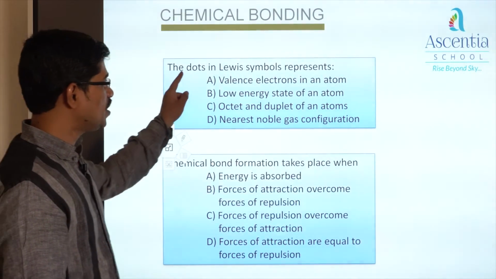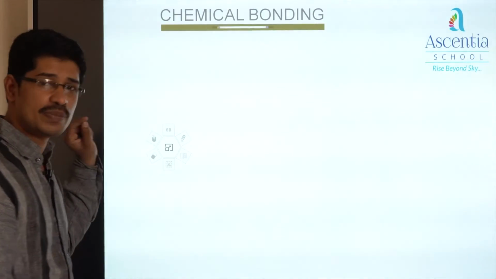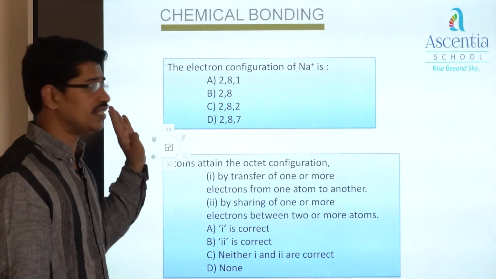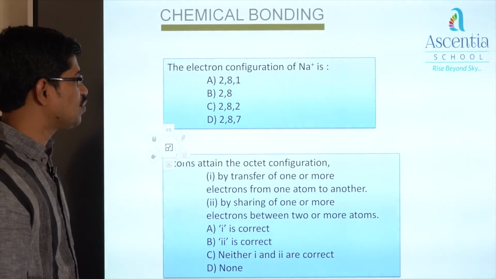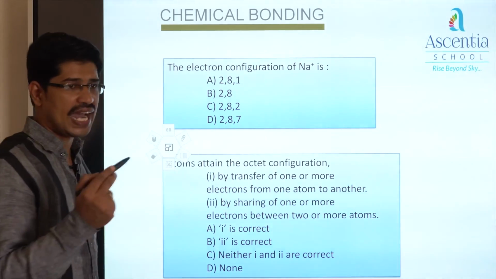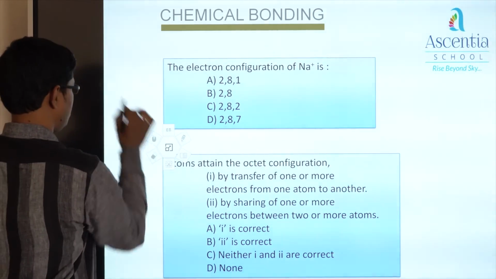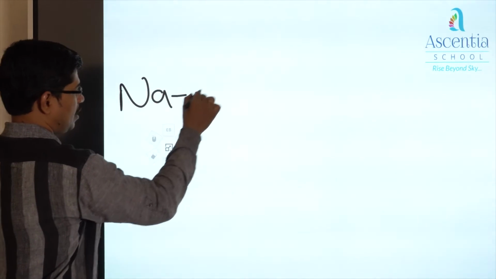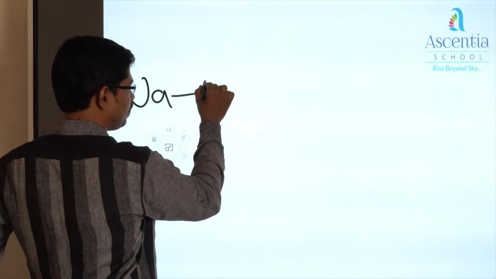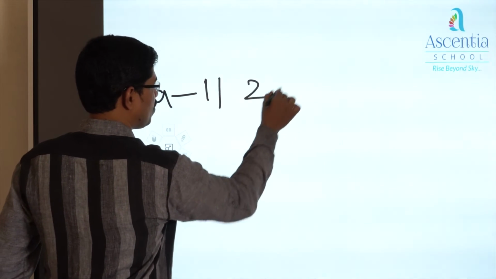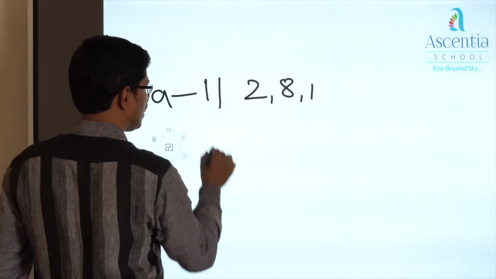The dots in a Lewis structure represent the number of outermost electrons present in that atom. The electronic configuration of the sodium ion means that of the sodium atom. You know the atomic number of sodium is 11. It has 2, 8, 1 electronic configuration.